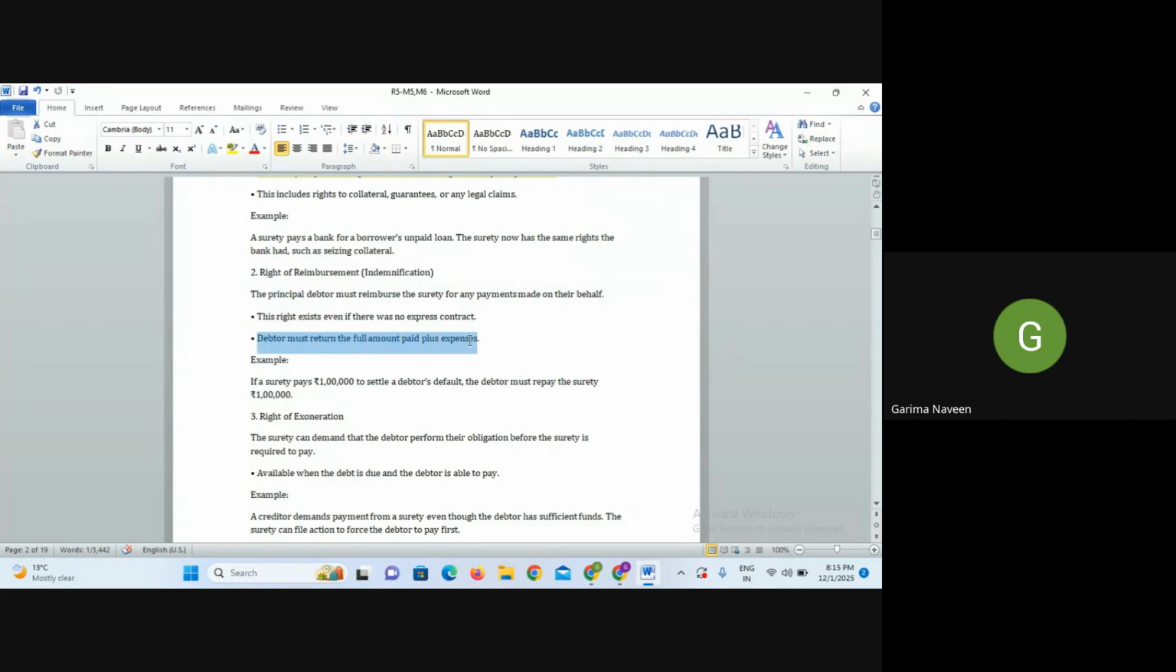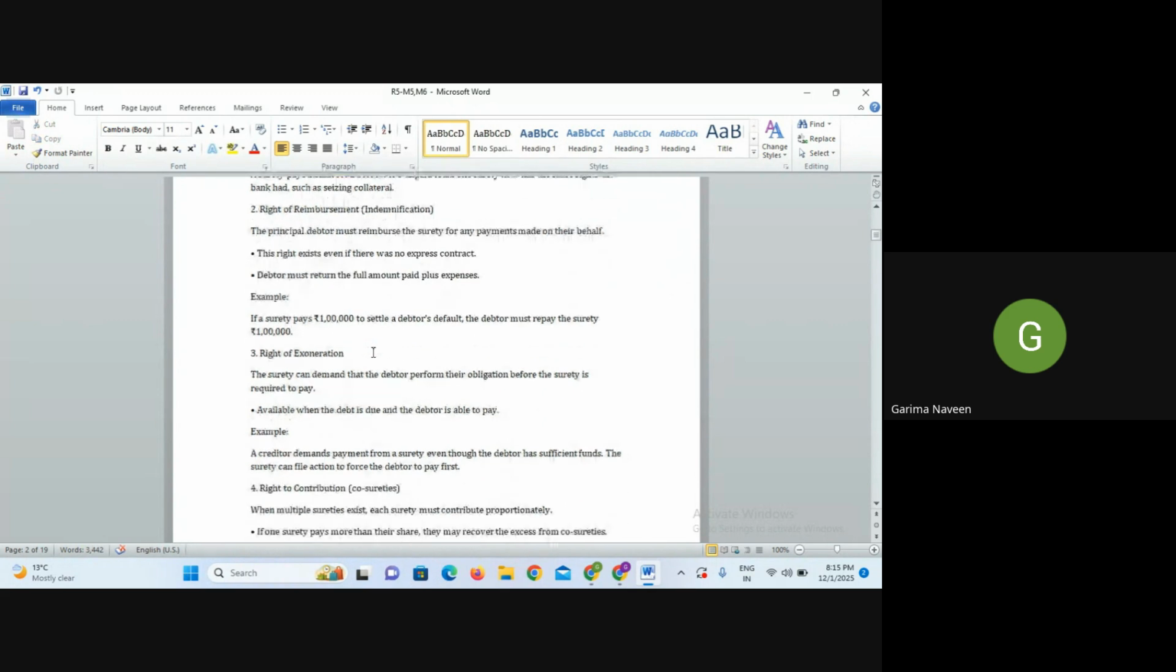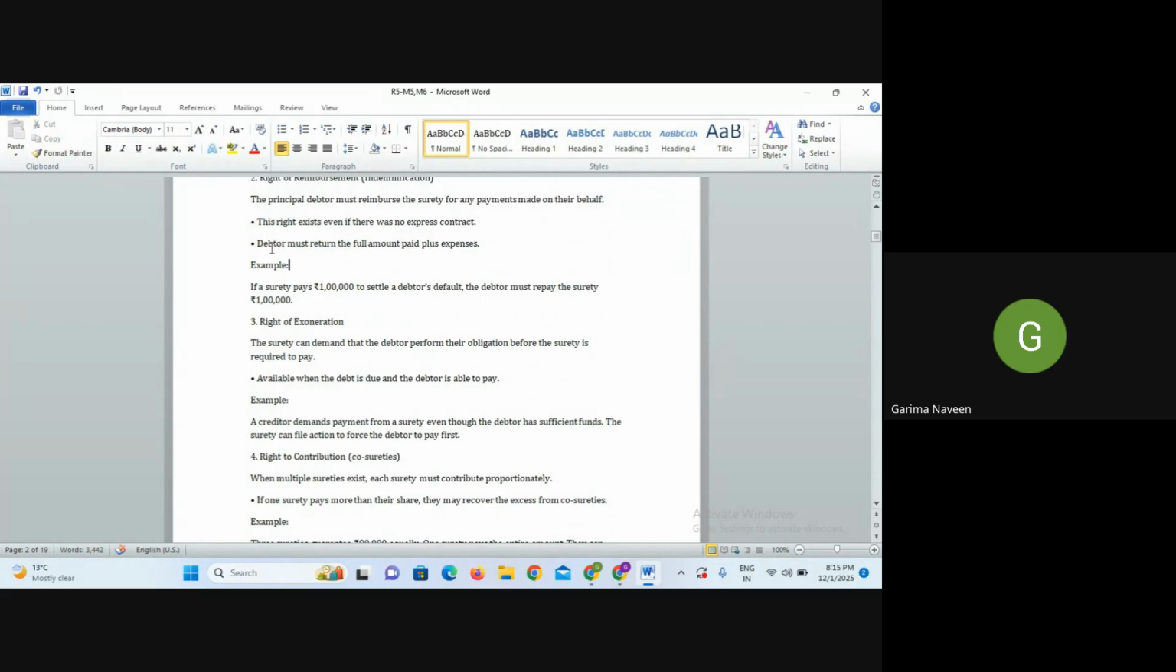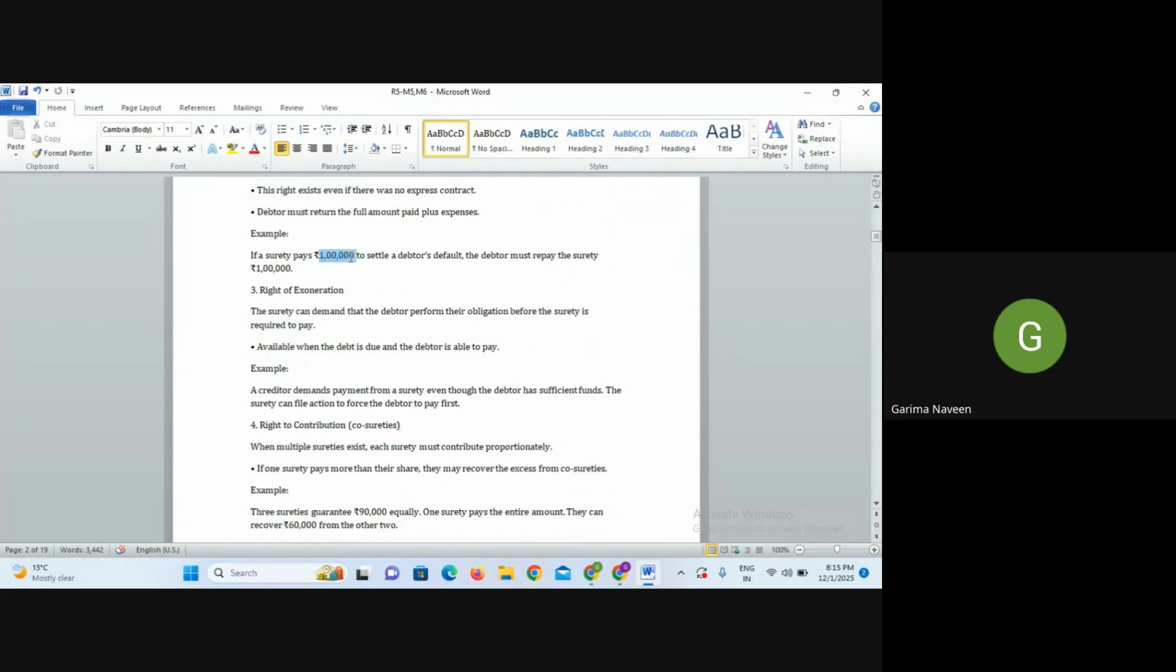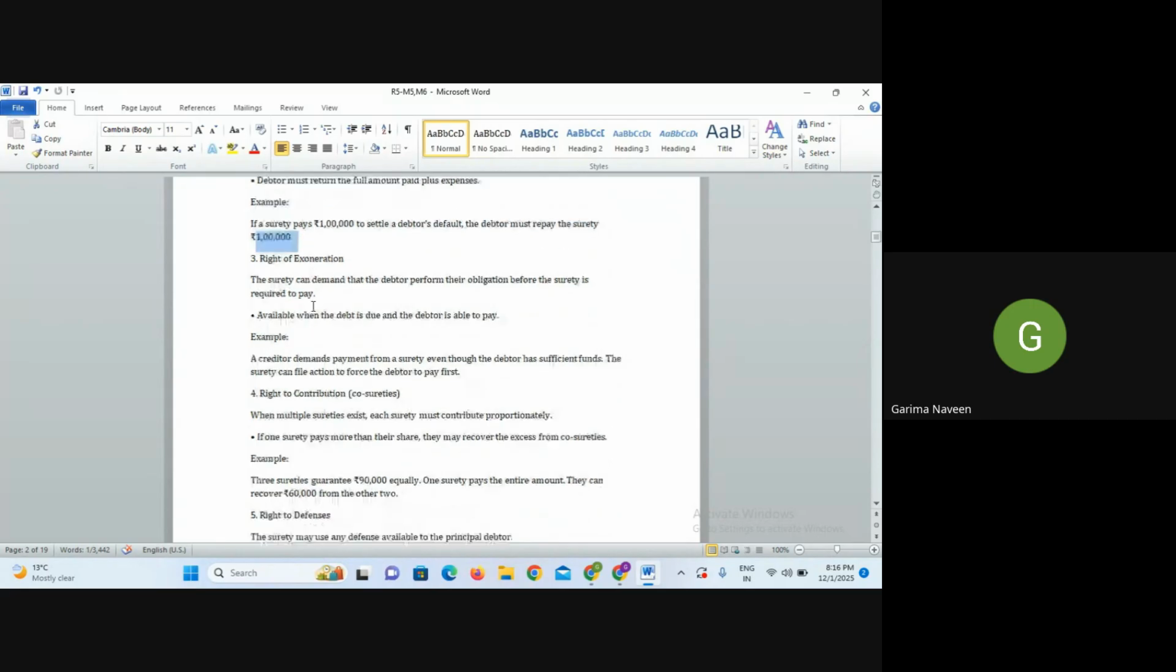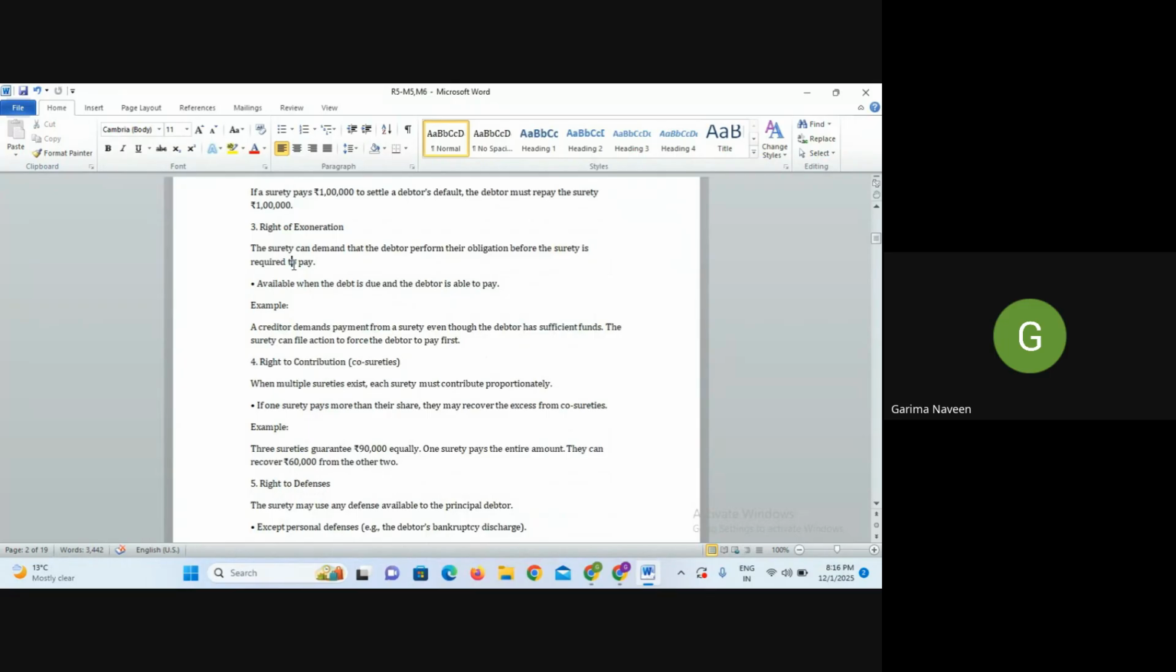Debtor must return the full amount paid plus expenses. Okay, so the debtor has the obligation to pay this full amount. Also, if there are any expenses, he should pay. So if a surety pays 1 lakh to settle a debtor's default, the debtor must repay the surety this amount. Okay. Next is the right of exoneration.